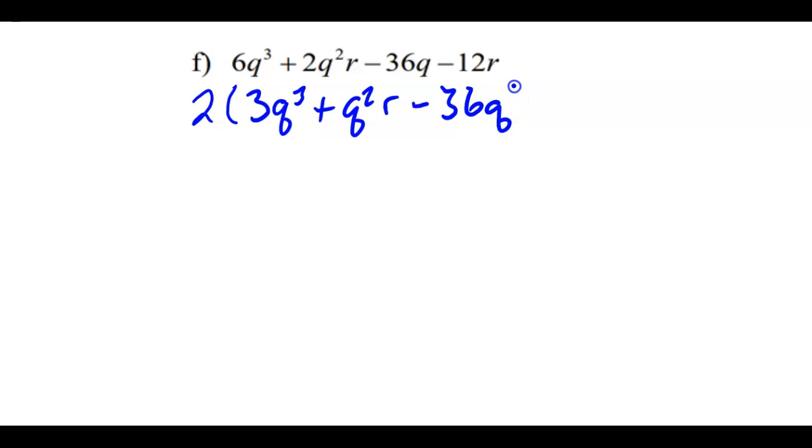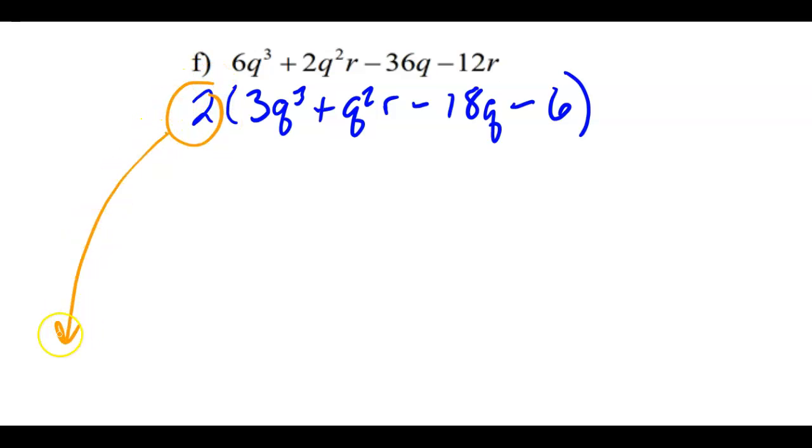Oops, I made a mistake. Got to divide through everything. So 36 divided by 2 is 18q minus 6. So on a problem like this, I don't want to be having to deal with the 2 right now. So I'm going to basically circle it, draw a little arrow down here so I don't forget that there's a 2 out there. And then I'm going to continue onward with my regular set.